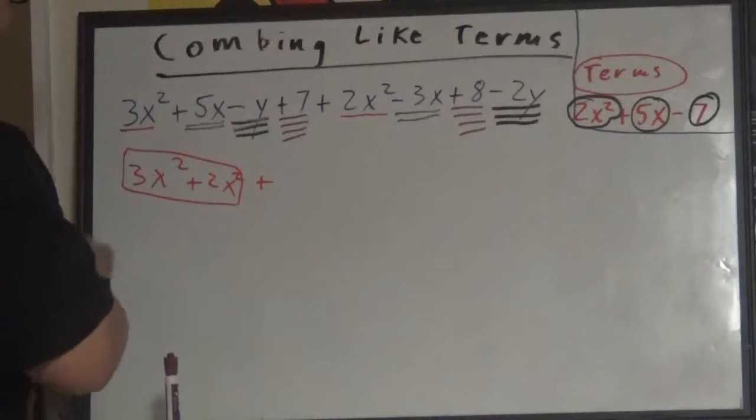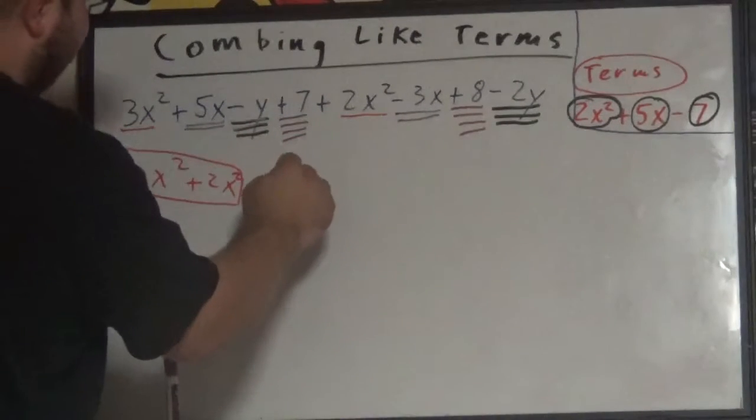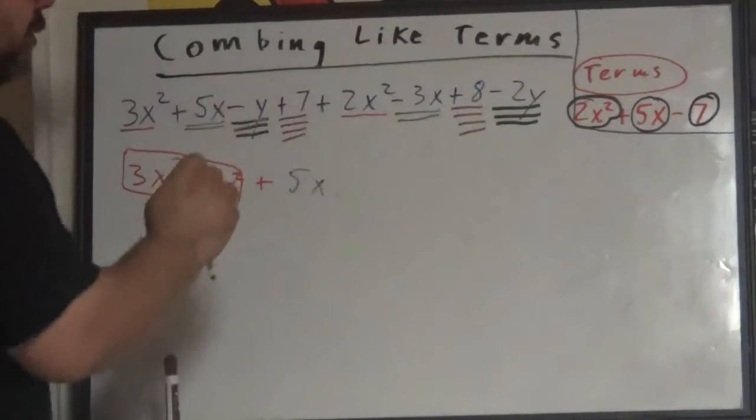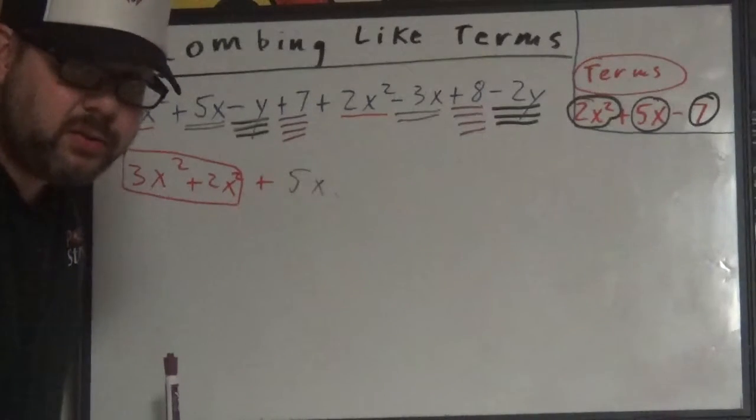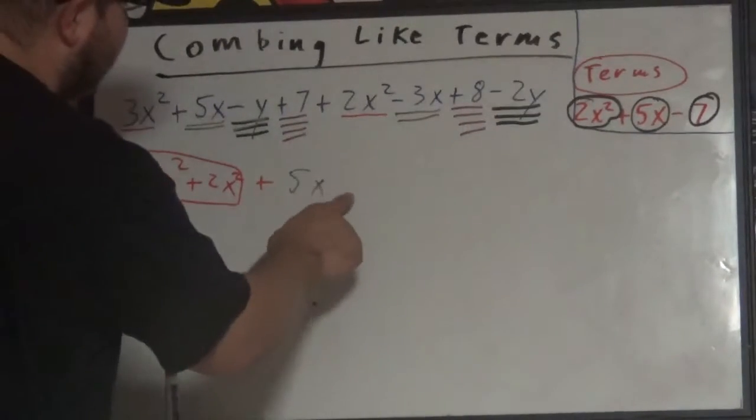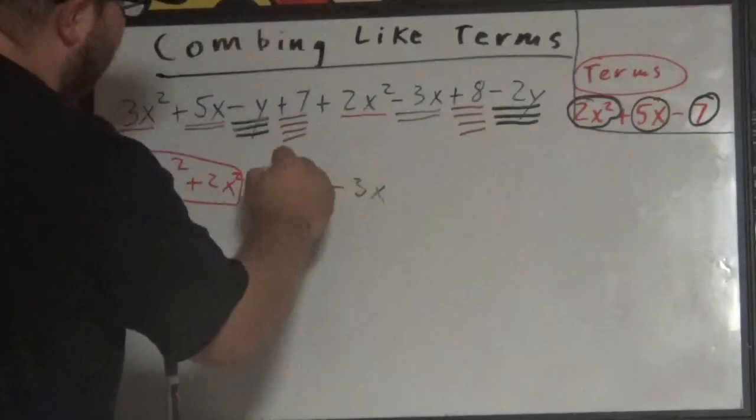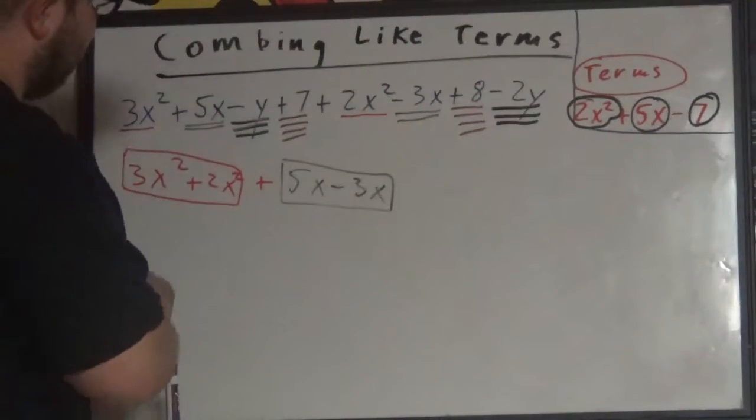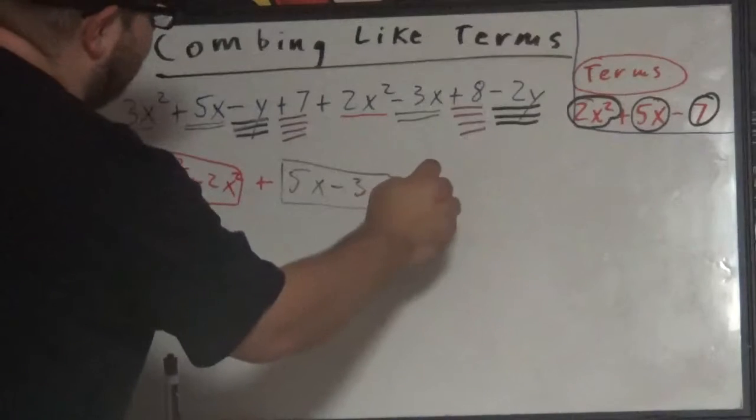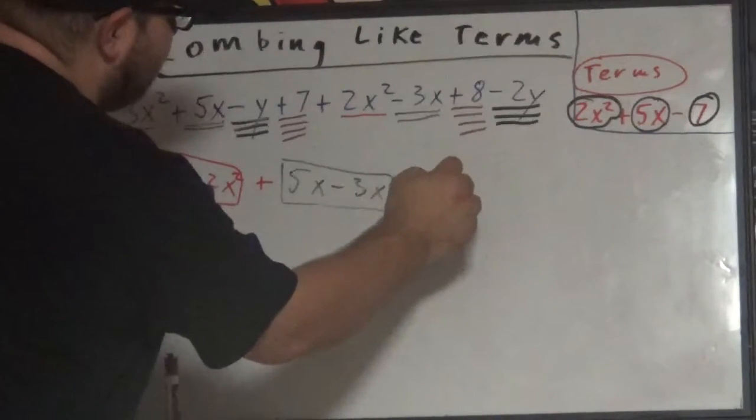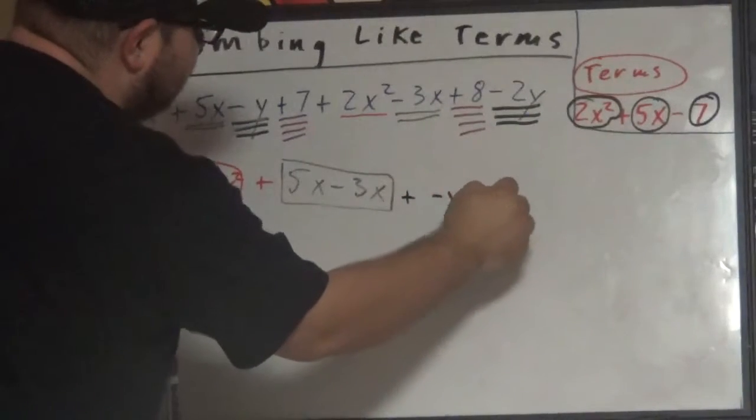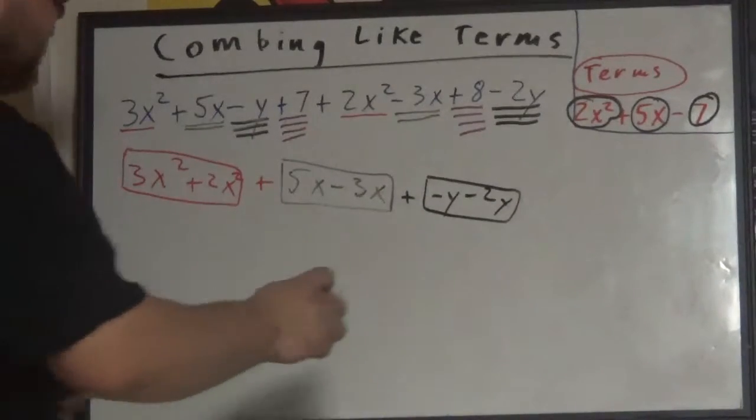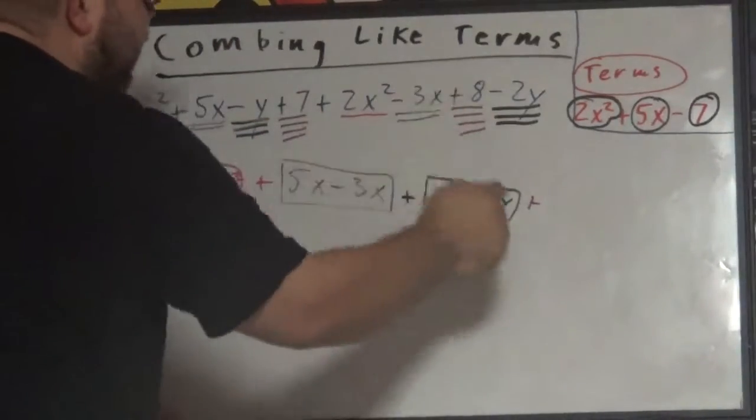Next I'm going to do my x's, my just x's, 5x plus or minus 3x. Now, very important. If it says minus 3x, you're going to do minus. You're not doing plus. It's a negative 3x. I'm going to box that in. That'll be my x box. Next, I'll do my y's. I'm still going to put a plus, but then I'm going to put negative y minus 2y. And finally, we're going to take our constants. We have 7 and 8. Oh, it was a positive 7.